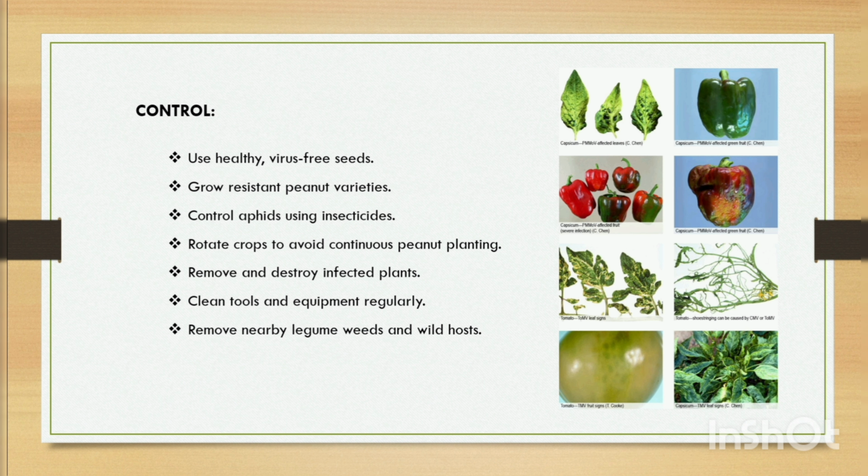Control: use healthy and virus free seeds. Grow resistant peanut varieties. Control aphids using insecticides. Rotate crops to avoid continuous peanut planting. Remove and destroy infected plants. Clean tools and equipment regularly. Remove nearby legumes, weeds, and wild hosts.